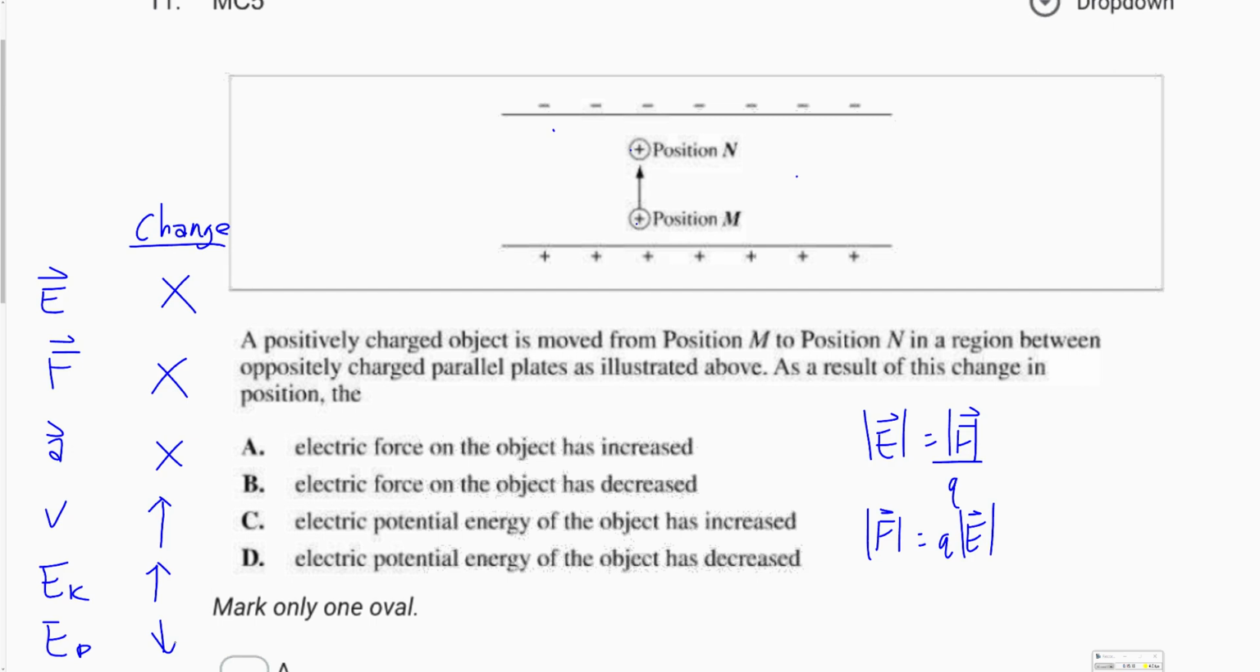The gravitational field doesn't change as the car goes down the hill. The force of gravity doesn't change as the car goes down the hill. The acceleration doesn't change, but the speed does, the kinetic energy and the potential energy do. So what's our answer here? D, the electric potential energy of the object is decreased.